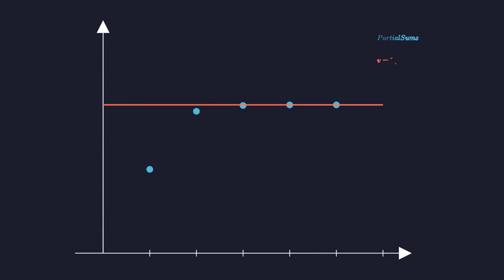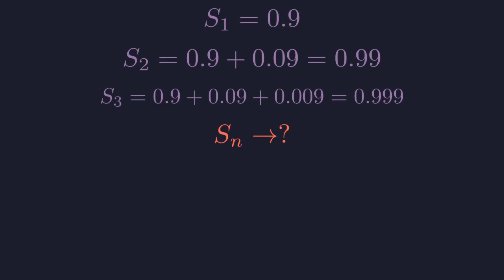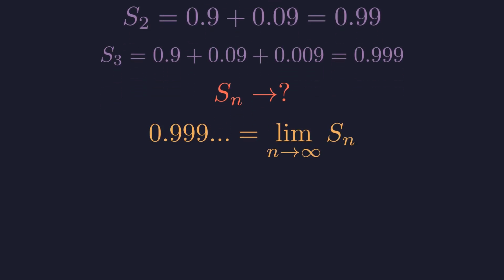But here's the crucial shift in perspective. 0.9999... doesn't represent a process that's still happening. It represents the end result of an infinite process. This is similar to how, when we write pi, we don't mean the process of calculating more and more digits of pi. We mean the specific, well-defined number that all those calculations are approaching. The same is true for 0.999... Mathematically, 0.999... is defined as the limit of these partial sums as n approaches infinity.